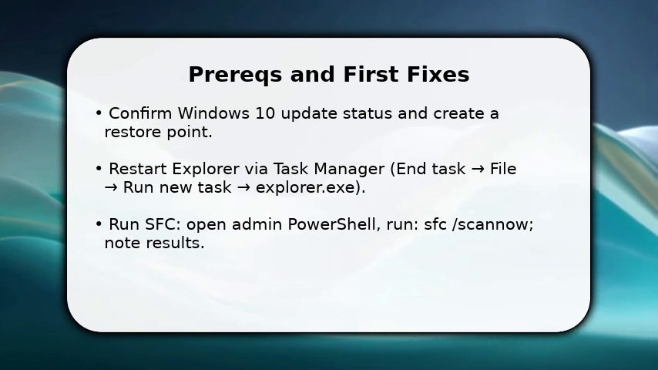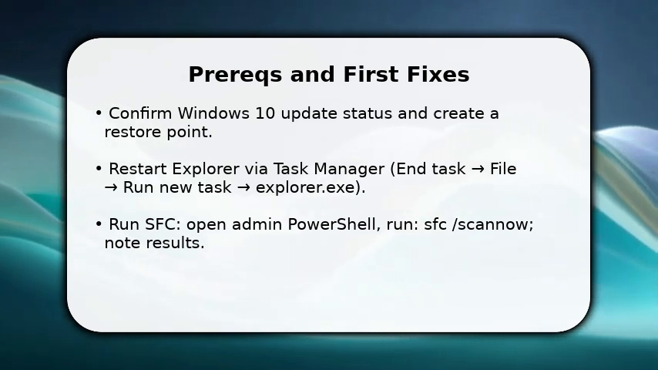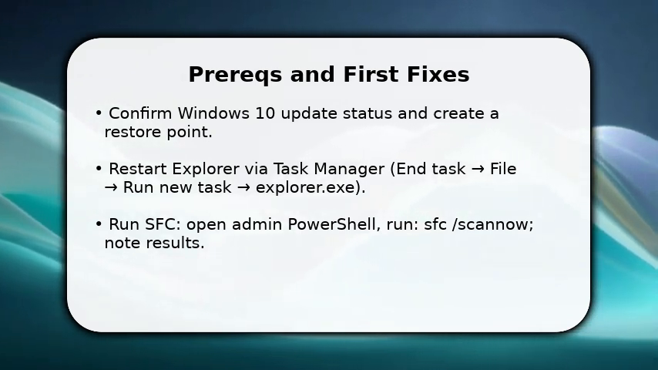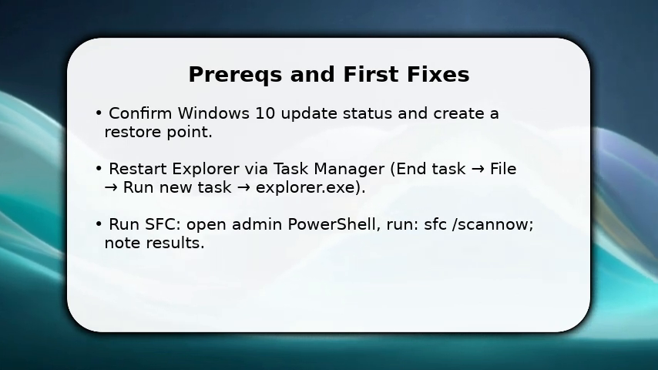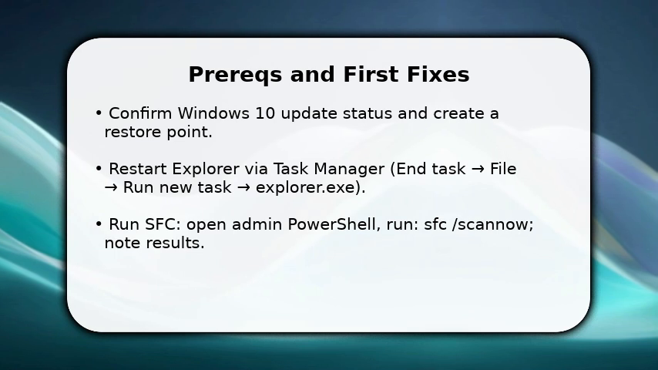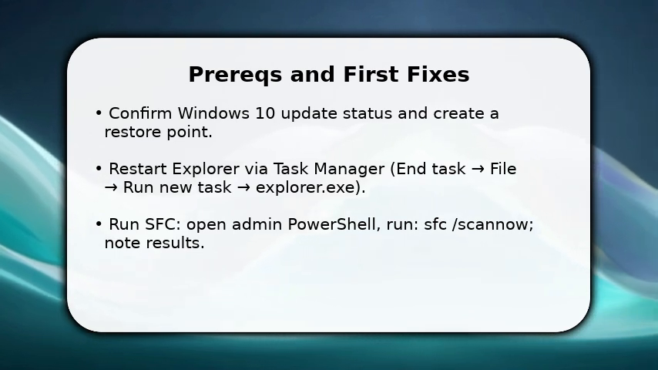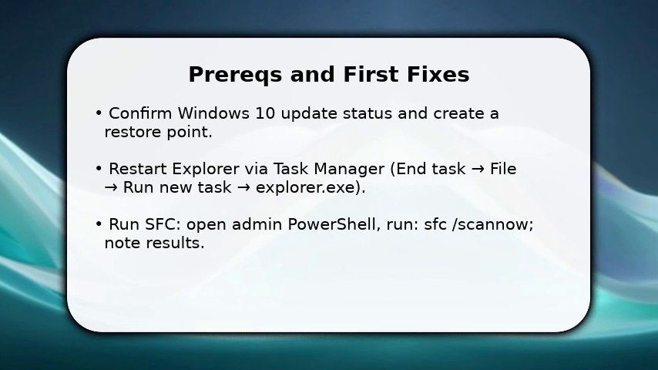Once done, open an elevated PowerShell and run sfc /scannow to repair system files. This scans and repairs corrupted system components that can break File Explorer. If it finds issues, make sure you let it complete before moving on.